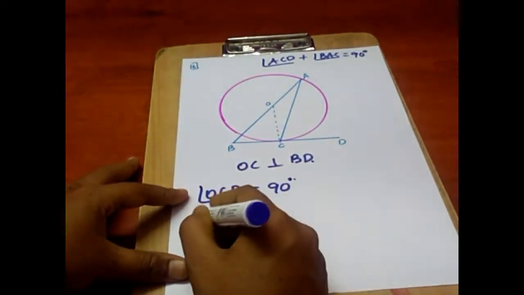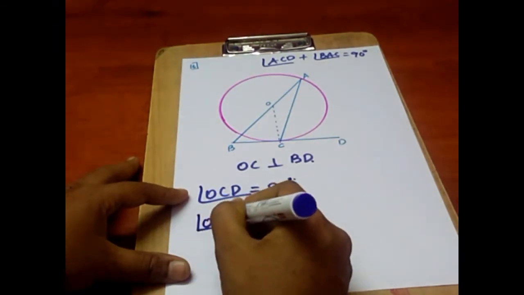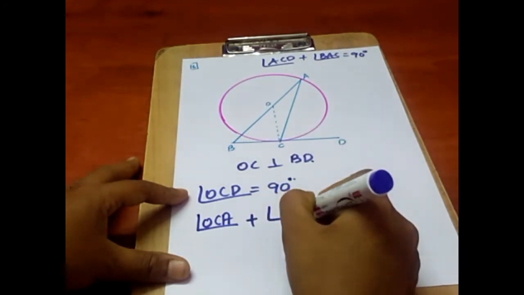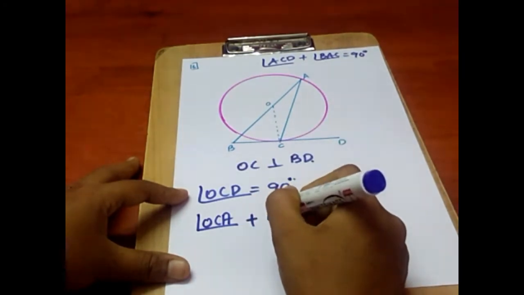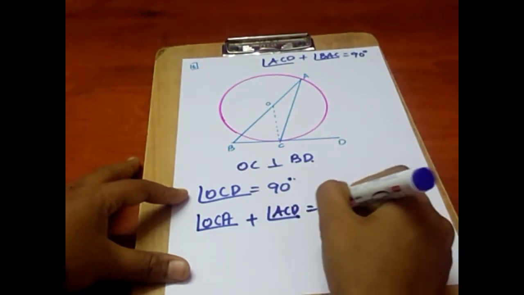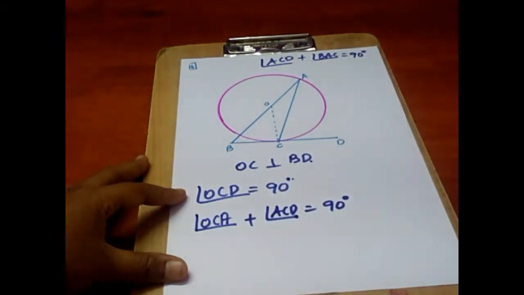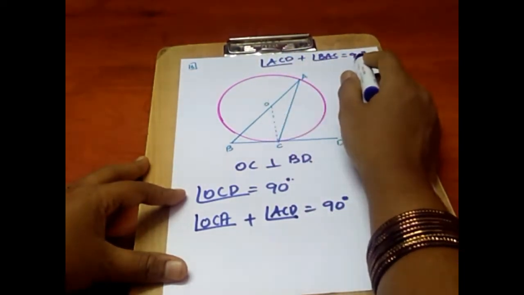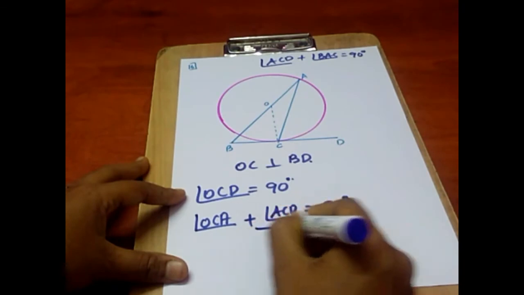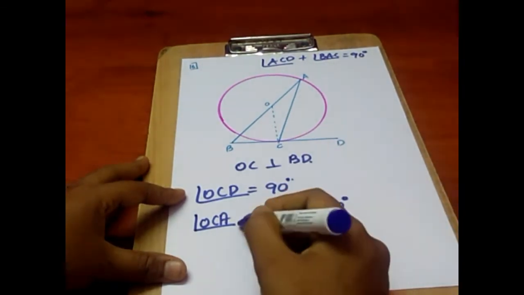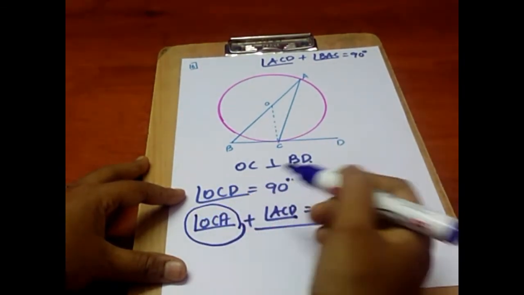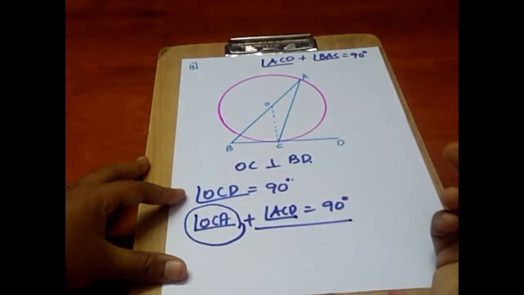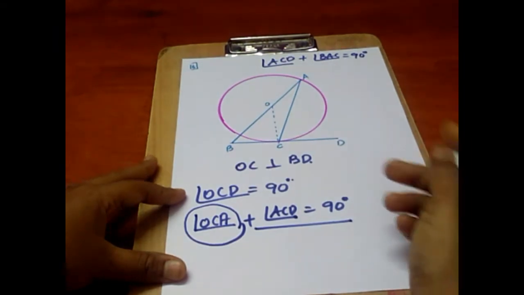Now angle OCD has been split into two angles: one is angle OCA plus another one is angle ACD. This is equal to 90 degrees. So we are almost on the way. See children, I want ACD plus BAC as 90 degrees, but we got ACD plus OCA as 90 degrees. Only OCA is extra. In the place of OCA, I need BAC. Is it possible? Yes, of course, a very simple concept.